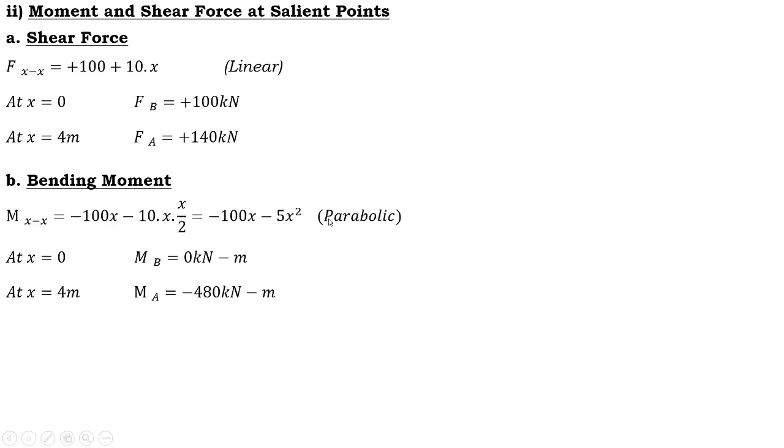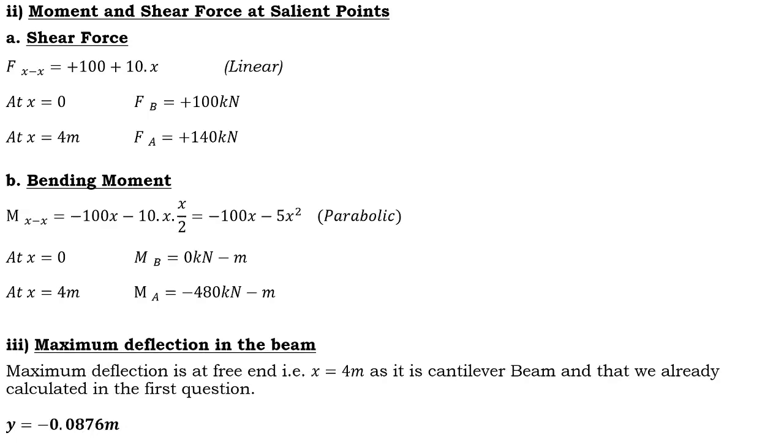It's a parabolic variation because I have an x square term here. Therefore, I need to find that parabolic variation by putting in the value of x. When x is equal to 0, I'll get the value of moment at B, which is 0. Similarly, when x is equal to 4 meter, I'll get the moment value at A, which is minus 480 kilonewton meter. Now, coming to the third parameter, I need to calculate the maximum deflection in the beam. That maximum deflection we already calculated in the previous slide, that y value, which is minus 0.0876 meter. That is the maximum deflection at the free end, when x is equal to 4 meter.